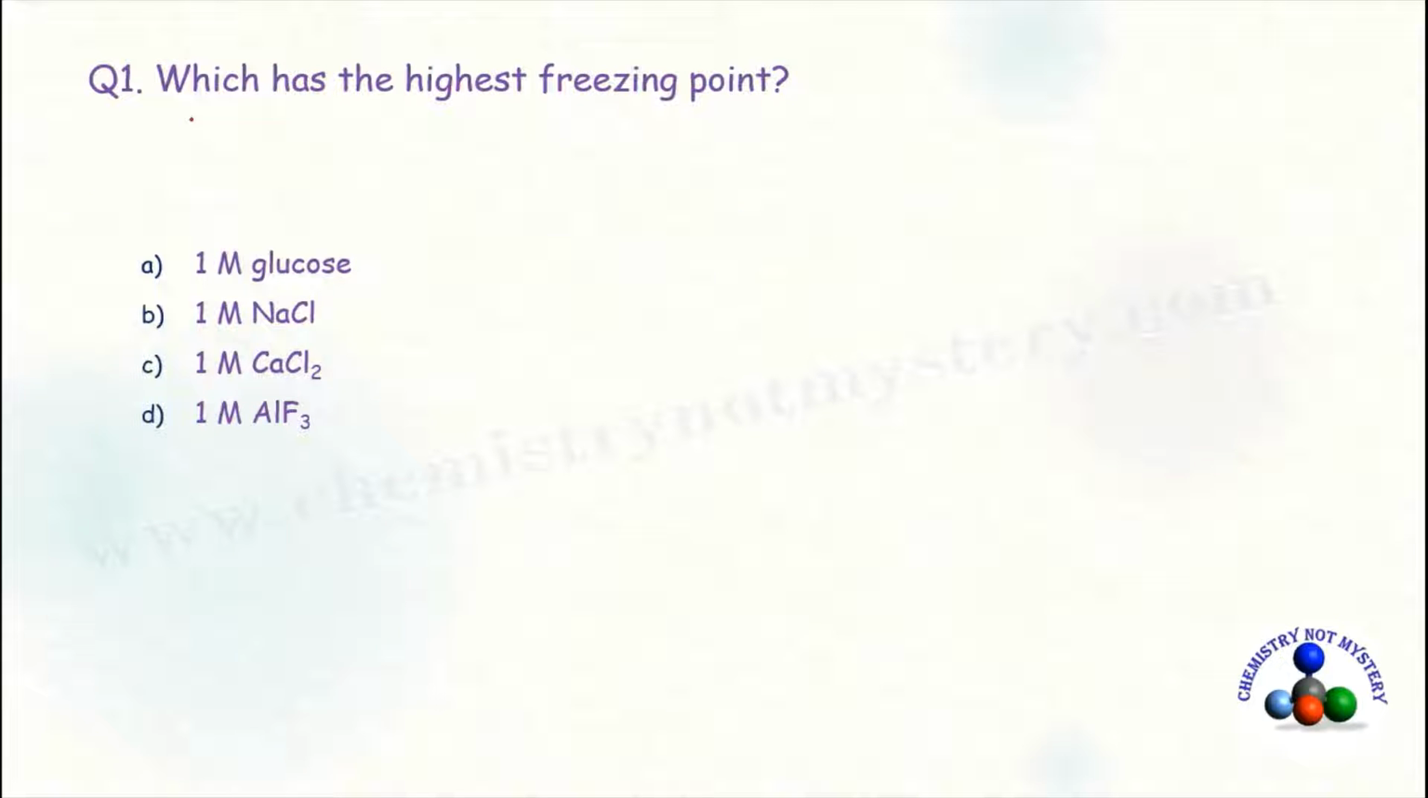Now come to the first question. Which has the highest freezing point? 1 molar glucose, 1 molar NaCl, 1 molar CaCl2 and 1 molar AlF3. For the freezing point, we have the formula delta Tf is equal to Van't Hoff factor i multiplied by Kf into m. From the formula we know delta Tf, that is depression in freezing point, is directly proportional to Van't Hoff factor i.